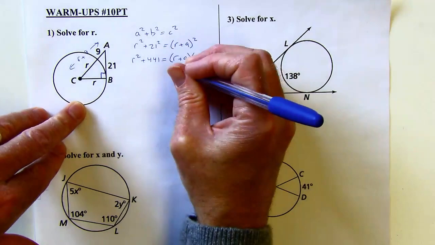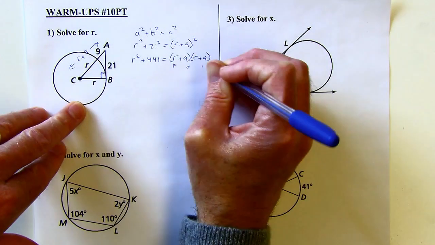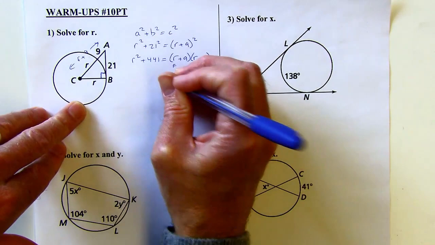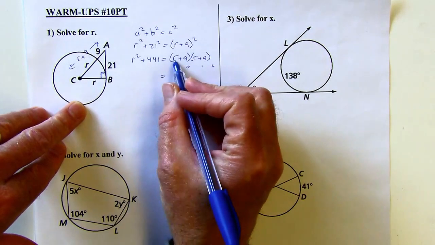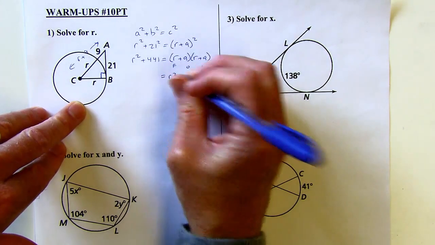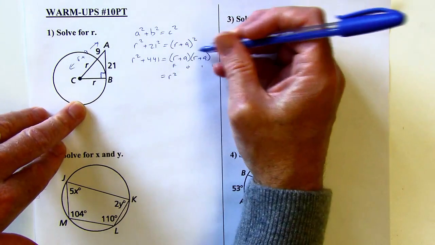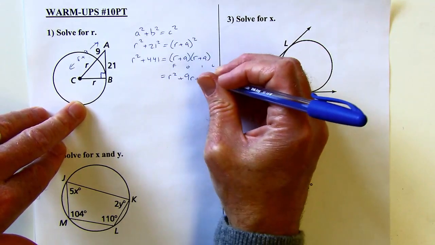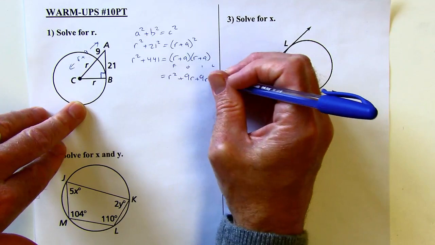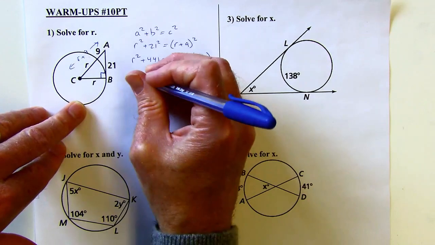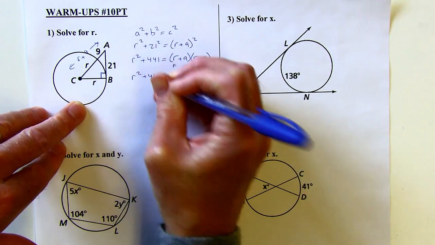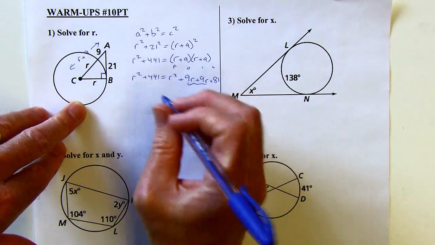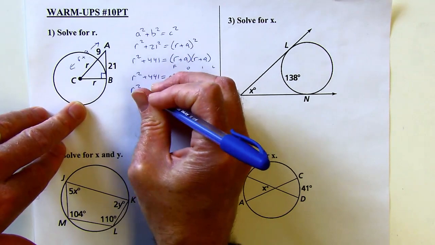Okay, and then let's go ahead and FOIL here. So first, outer, inner, last, to multiply these together. First, in front of their parentheses, r times r is r squared. Outer, those are the pieces on the outside, r times 9. Inner, 9 times r is 9r. And last, 9 times 9 is 81. Okay, and I can combine those into 18r over there.